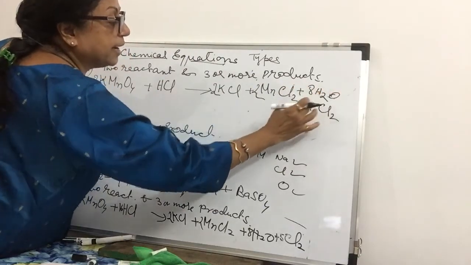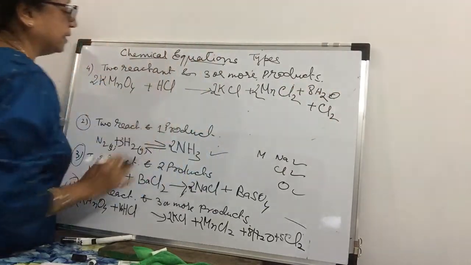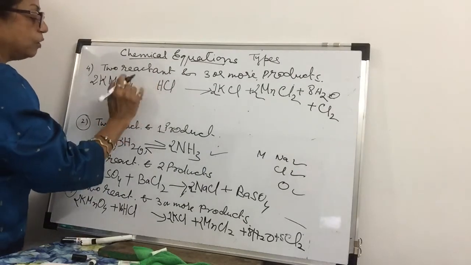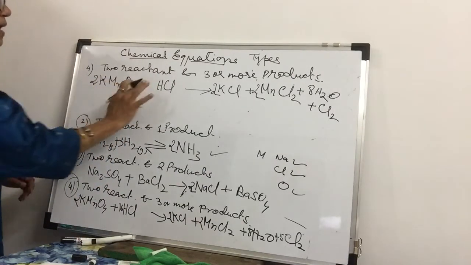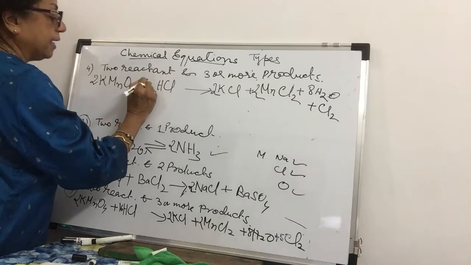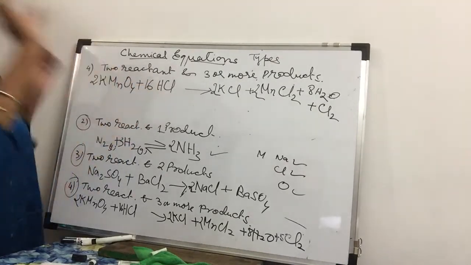As soon as I put 8 here, hydrogen becomes 16. So do I have any other option? How will I make hydrogen 16 here? I can only put 16 here. Then only it will be balanced.